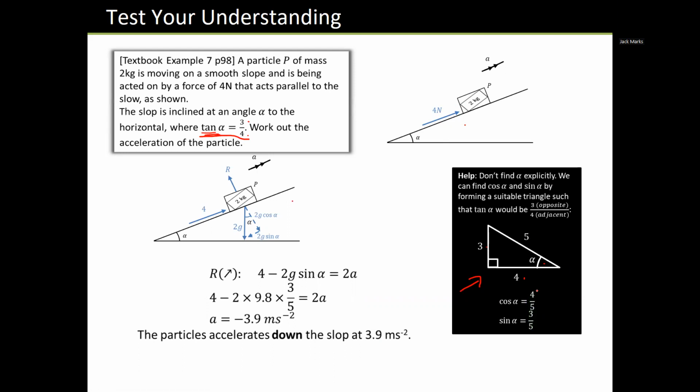So why would you do this? Well, you have to anyway, because they tell you tan alpha is 3/4. But it means now that when you're doing your working, when you get cos alpha, you can just substitute that whole thing with the value of 4/5. Similarly, if you're working and you get sine alpha, you don't write sine alpha, you substitute it out for 3/5. Okay? So let's just use that to go through the rest.